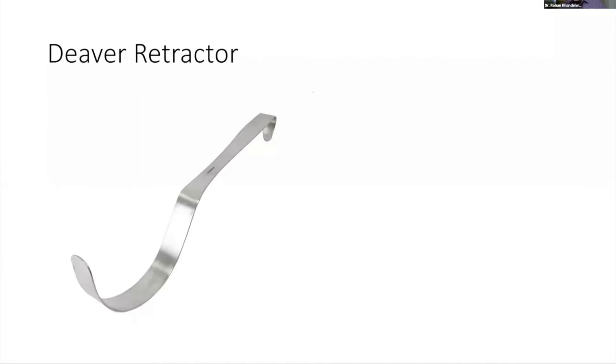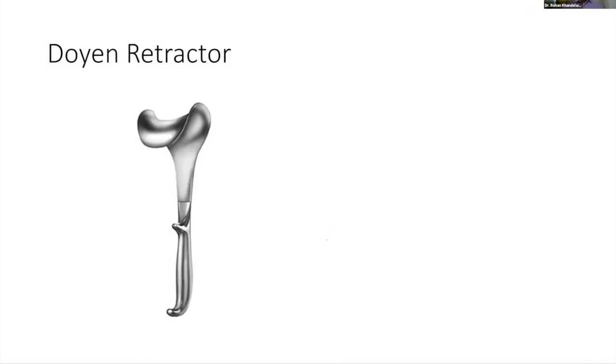Deaver is a question mark shaped retractor. Question mark shaped retractor used for abdominal surgery. That is a Deaver retractor for abdominal surgeries. Deaver has been asked many times in all exams. Doyen's retractor can be used to retract the bladder. This is a Doyen's retractor. It is more curved, has a broader blade as compared to a Deaver retractor.